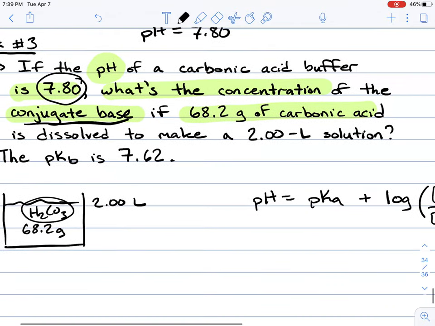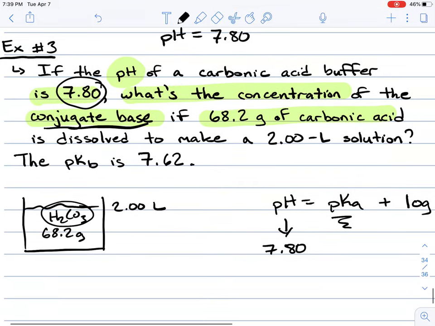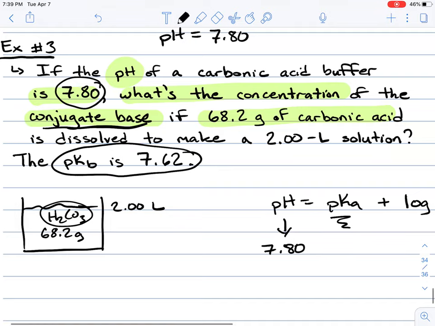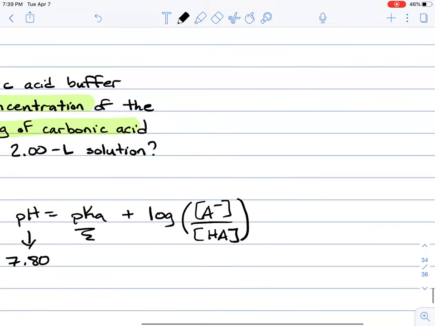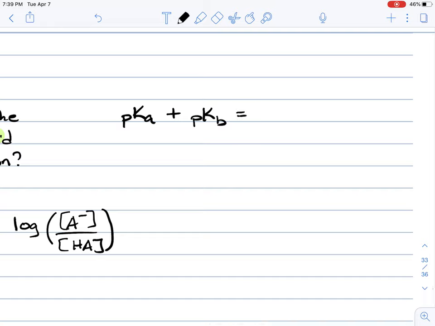All right. Since we have the pH, it's given to us, that's 7.80. Here we want to use the pKa if we're using this equation. But here we have a problem. They gave us the pKb. Now, if you guys recall, pKa plus pKb at 25 degrees Celsius is equal to 14, right?